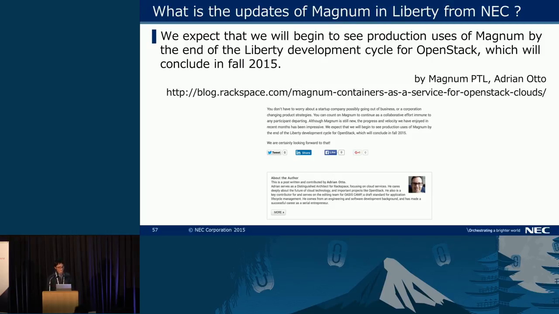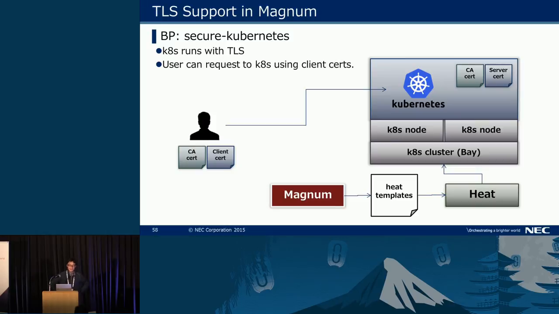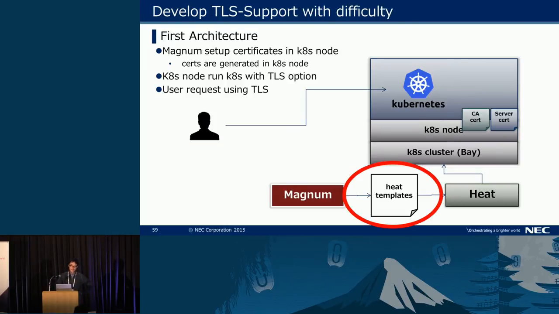I'm confused. Really? In the first place, the Kubernetes instance installed by Magnum doesn't have authentication. It means that not only tenant users, but anyone can use the Kubernetes instance installed by Magnum. So I ask, can you use Magnum in your production environment? Maybe not. Kubernetes uses TLS authentication to authenticate users. The work that was given to us was implementing TLS support in the Magnum project.